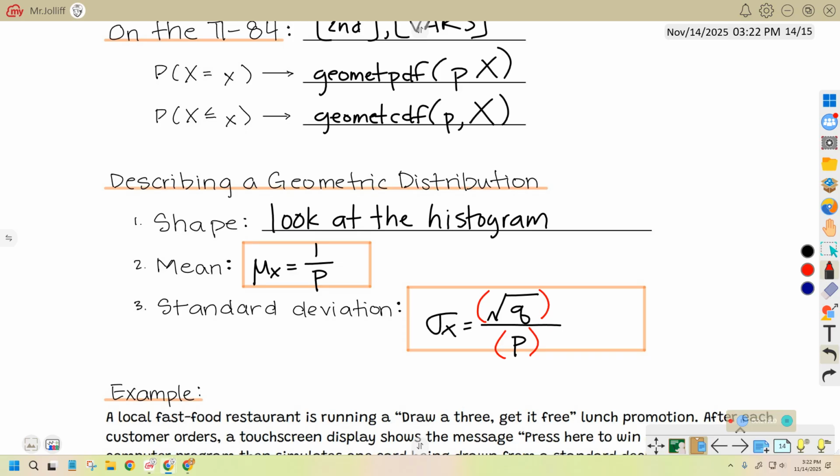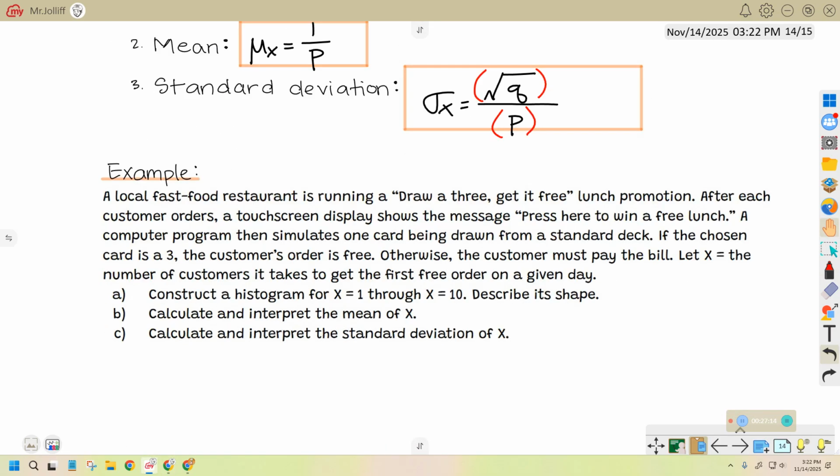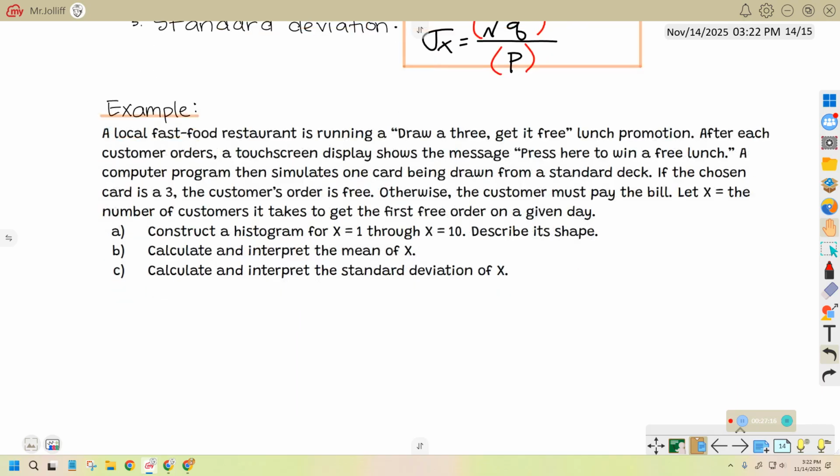So let's do an example. We saw this, I believe, the end of last week. Local fast food restaurant is running the draw a 3 get a free lunch promotion. Customer orders, touchscreen displays a message, press here to win a free lunch. Computer program simulates 1 card being drawn. Card is a 3, you get a free lunch. Card is not a 3, you have to pay your bill. We are keeping track of the number of customers it takes to get the first free order on a given day.